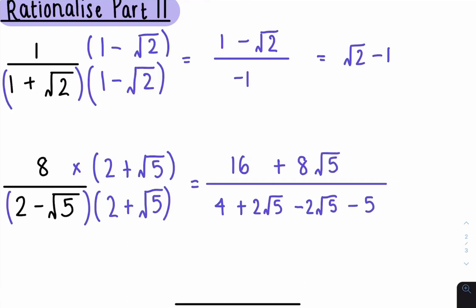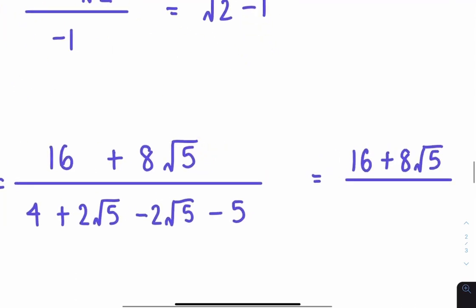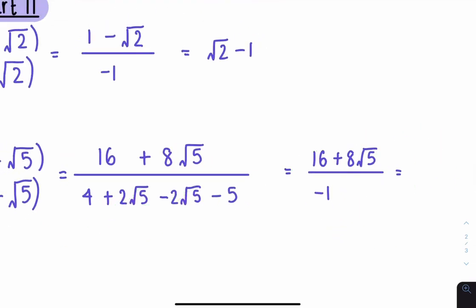Now let's simplify. So on the top, we have 16 plus 8 root 5. And on the denominator, 4 minus 5 just gives you minus 1. And then plus 2 root 5 minus 2 root 5 cancels. So this is your final answer. Which again, if you divide by minus 1, you just get minus everything. So it's minus 16 minus 8 root 5. And this is your final answer.